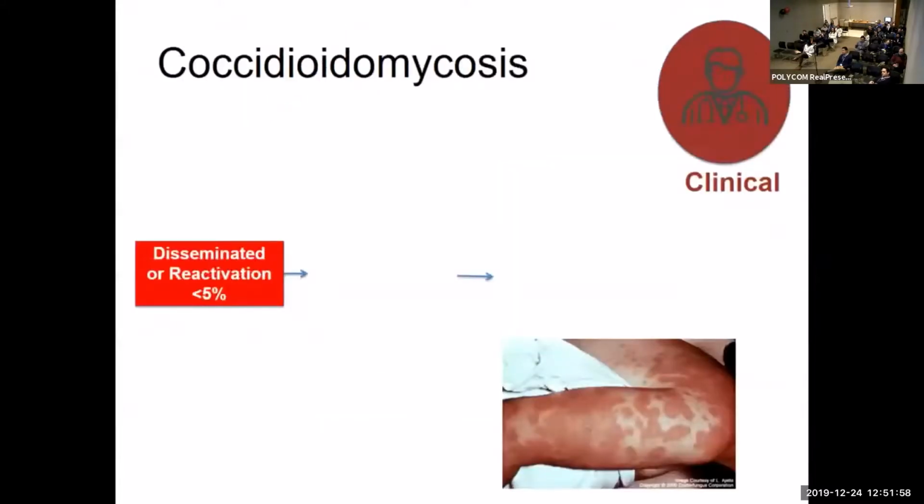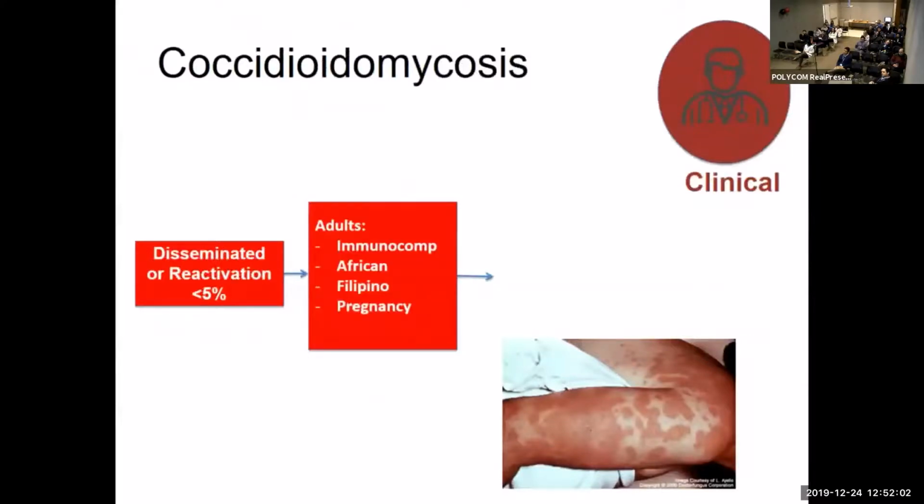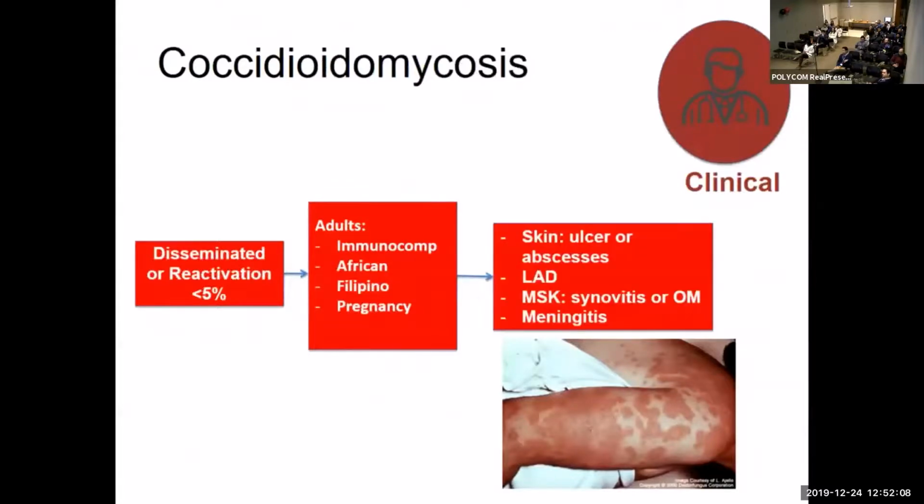So for cocci, you can also have disseminated disease and reactivation. So risk factors are being immunocompromised, being pregnant, or being from the Philippines or from Africa. Usual lesions are skin ulcers or abscesses, and they can also have meningitis. So the musculoskeletal findings and the lymphadenopathy can present in both the acute and the disseminated forms.